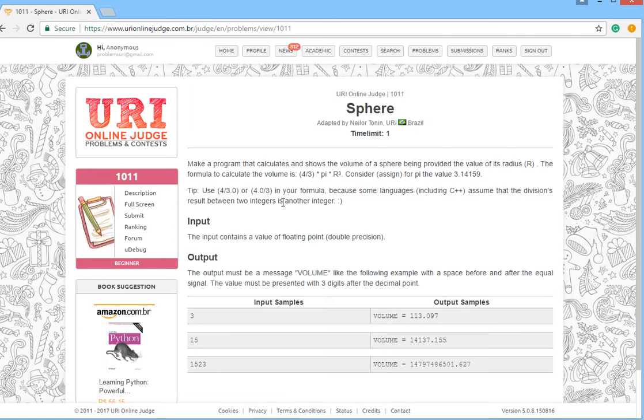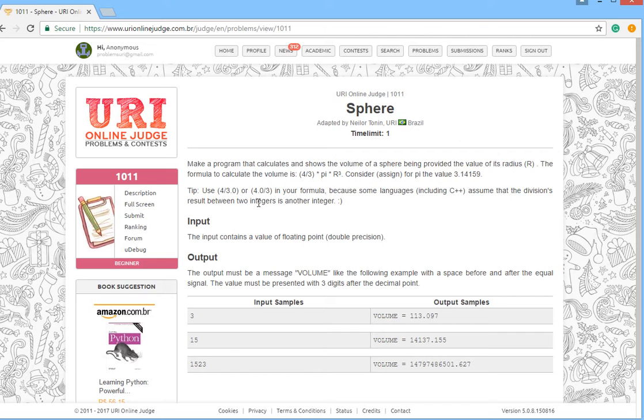Okay, see guys, in our formula we have 4 over 3. If we calculate this, the answer will be 1, because both of them are integers. If we divide these two numbers, the answer will be 1. But according to our formula, in order to get the accurate answer, we should have the full answer, and the full answer will be like 1 point something something.